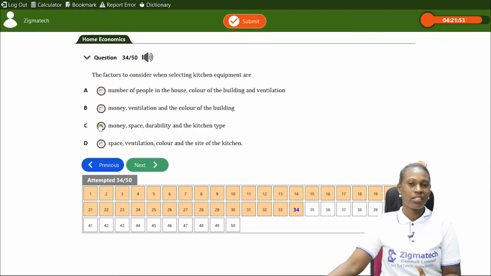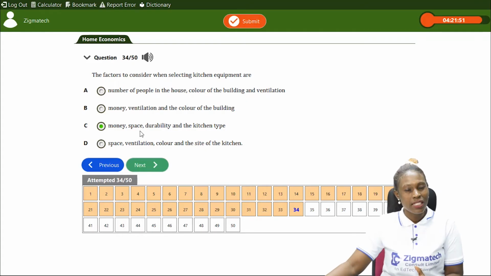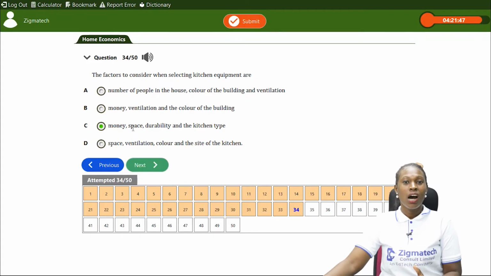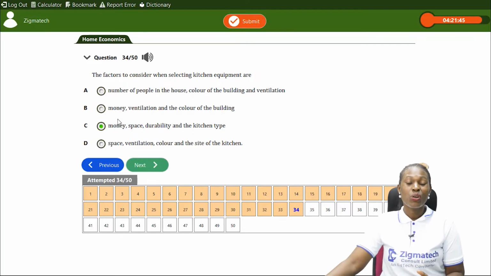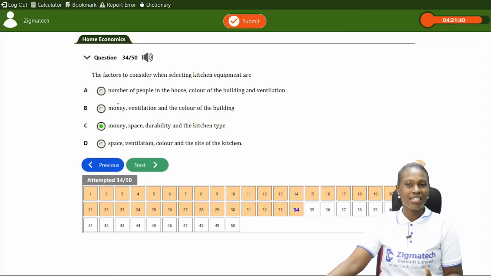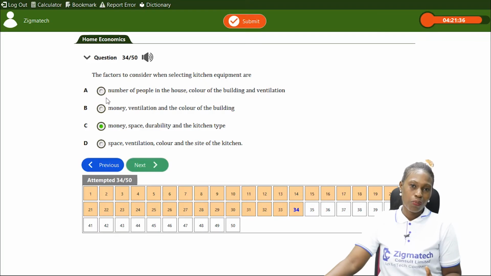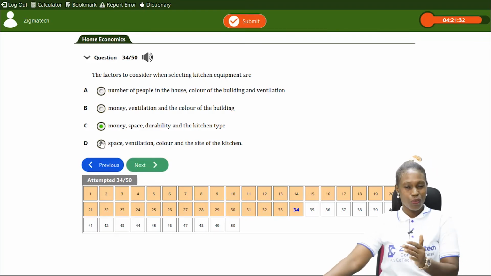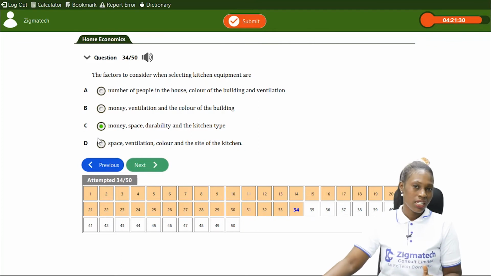That's your kitchen equipment. And then you should have space to accommodate that equipment you want to buy. Space is one required or necessary factor when you're buying or selecting kitchen equipment. So you can't be in a one bedroom and you're coming in with a deep freezer. So you have to bring something that can accommodate the space.